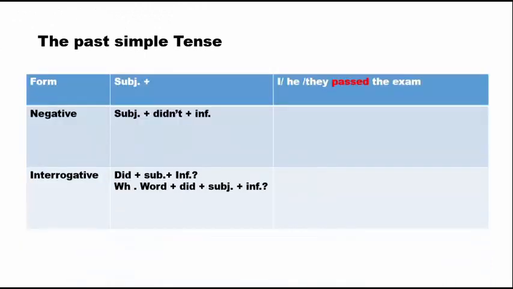What about the negative form? What is the meaning of negative? Negative means to use not, to negate the sentence. If I have a sentence like this, they passed the exam, or I passed the exam, what is the negative form of it? They didn't pass the exam. They didn't watch the match. Look here, they didn't watch. I didn't say watched, I said watch. What comes after didn't must be the infinitive form.